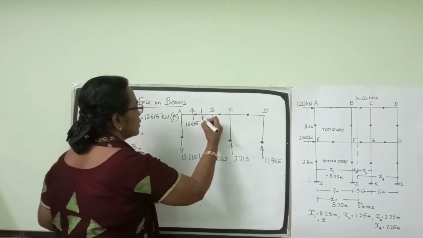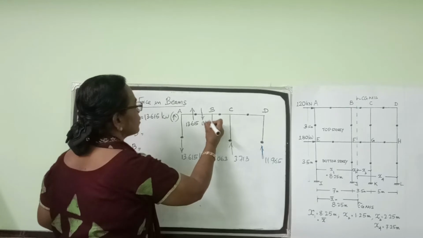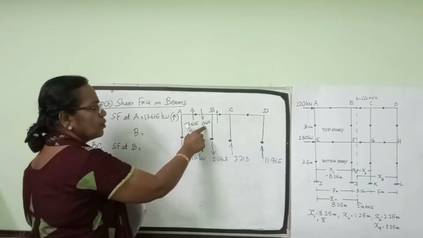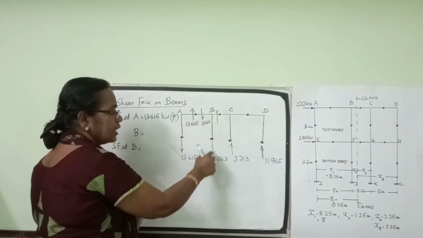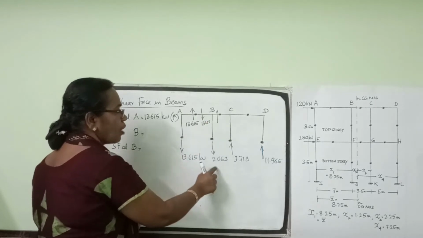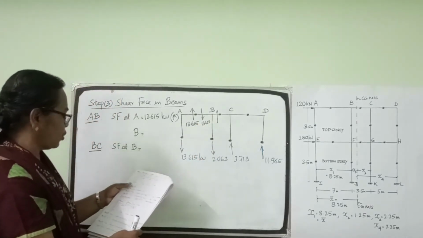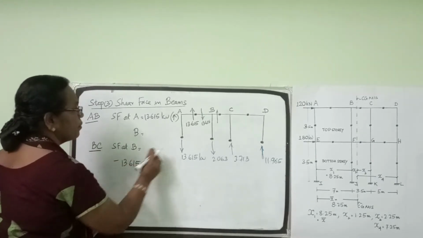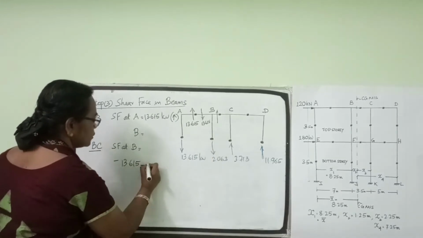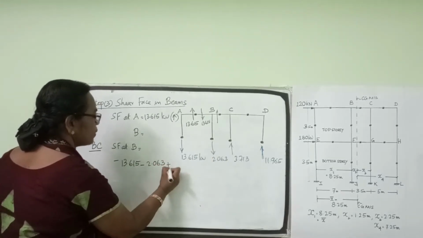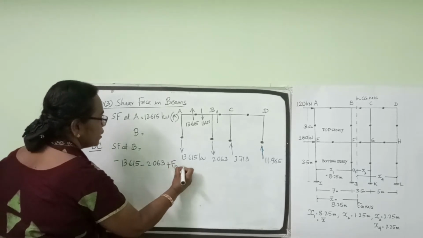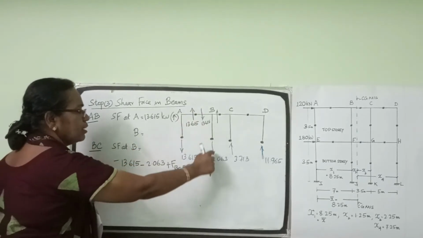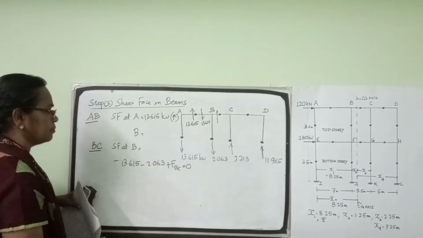There is a force, so this is 13.615. This is also 13.615. I want to find the shear force in beam BC at this edge. There is a load of 13.615 acting downwards here, and another force of 2.063 acting downwards. Considering the vertical equilibrium of joint B: minus 13.615 minus 2.063 plus shear force in BC equal to 0.